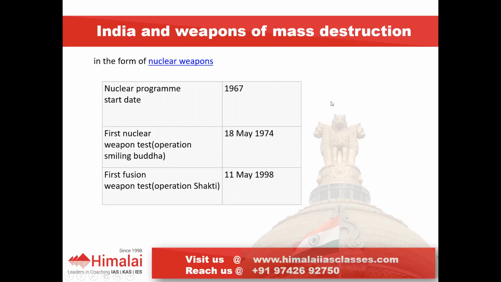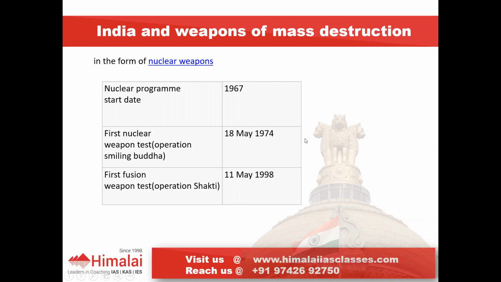So this came into existence, and the ultimate aim of this NPT was complete denuclearization. However, India wanted to become a holder of nuclear weapons. So we conducted our first nuclear weapon test on 18th May 1974. The name of this operation is Operation Smiling Buddha. This occurred during the prime ministership of the late Indira Gandhi.